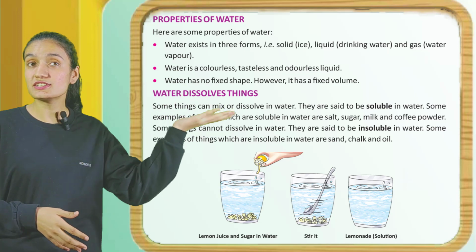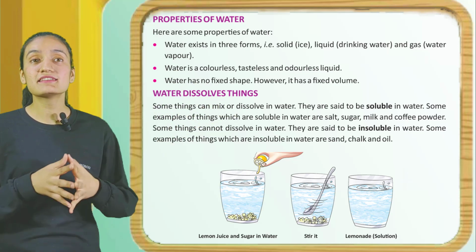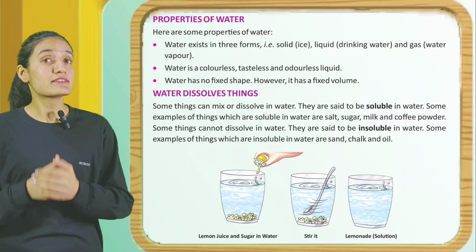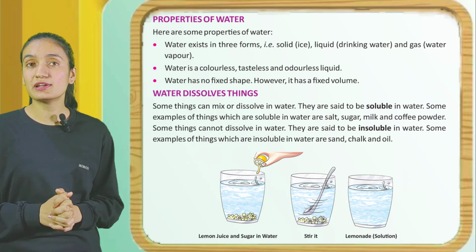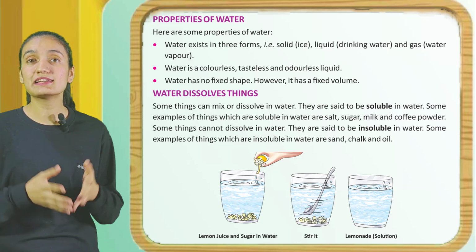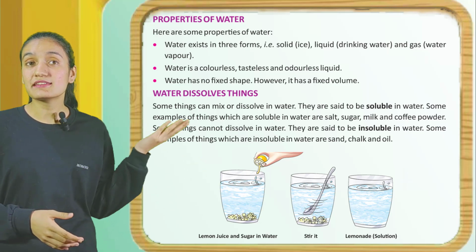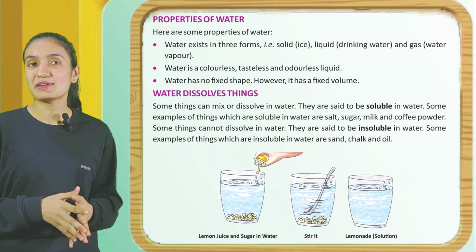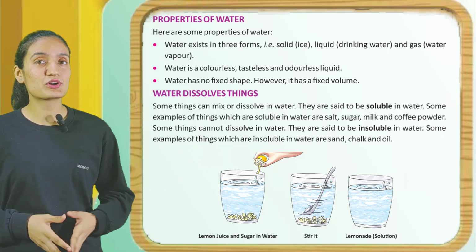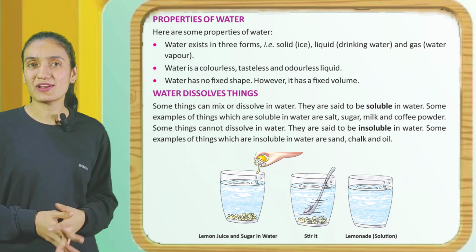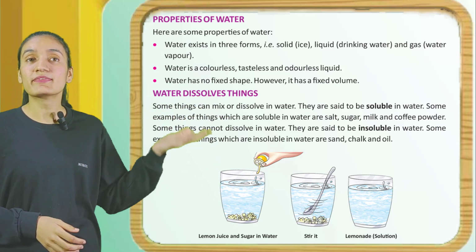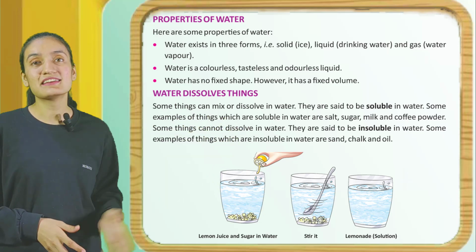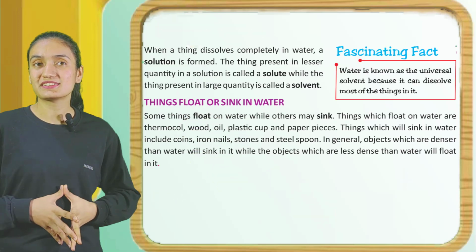Now, water dissolves things. Some things can mix or dissolve in water. They are said to be soluble in water. Some examples of things which are soluble in water are salt, sugar, milk, and coffee powder. Some things cannot dissolve in water. They are said to be insoluble in water. Some examples of things which are insoluble in water are sand, chalk, and oil. You can see in this picture, lemon juice and sugar in water, stirred.